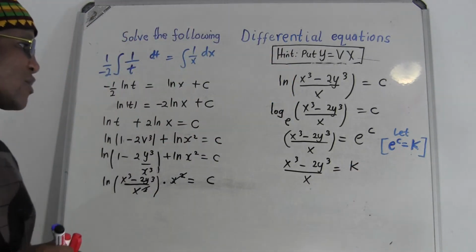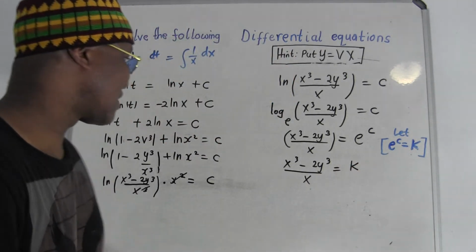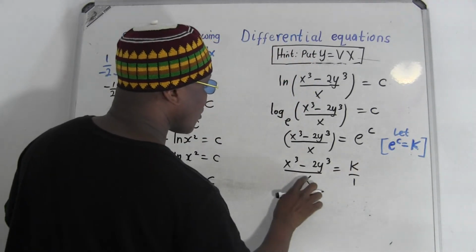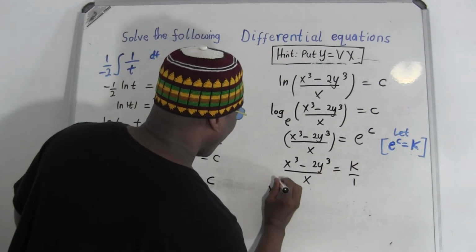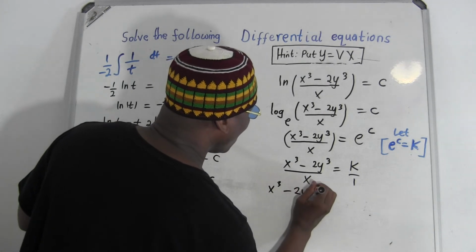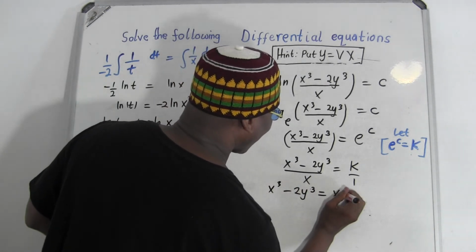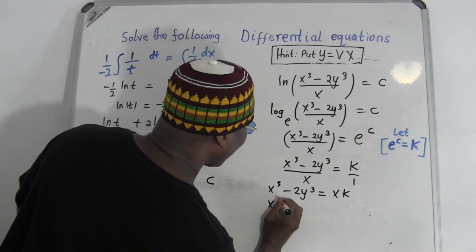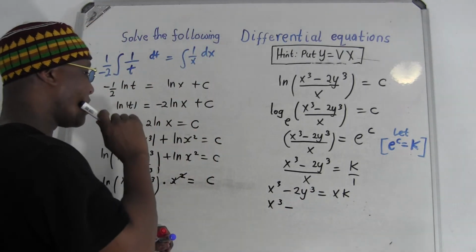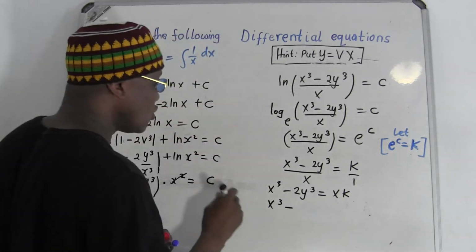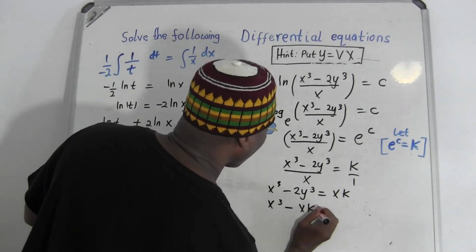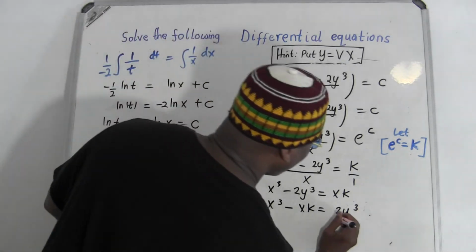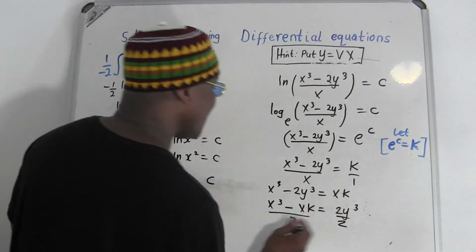So what I want to do now is simply make y the subject. So I can cross multiply. This is going to become x cubed minus 2y cubed equal to xk. So this is going to come here: x cubed minus xk equal to 2y cubed, and then divide by 2, divide by 2, and this and this cancel.